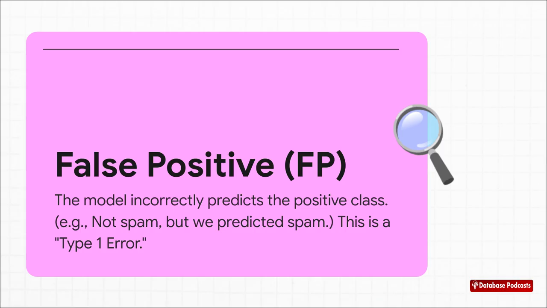Next, a false positive. This is a false alarm. The email was actually important, but our model panicked and called it spam anyway. This can be a really bad mistake. Imagine an important job offer getting sent to junk.